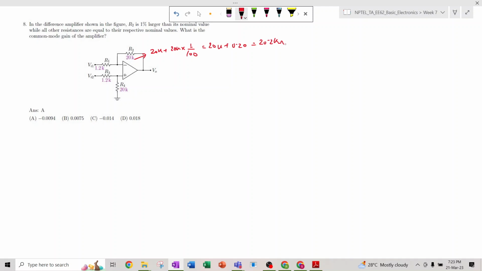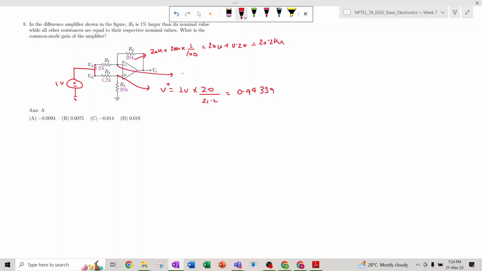So now here the voltage V plus is Vi2, which is 1 volt, because we are applying the same 1 volt signal to both terminals. So this 1 volt signal is multiplied by 20 divided by 21.2 by the voltage divider rule. So here we are getting 20 divided by 21.2, which is 0.94339 volt.